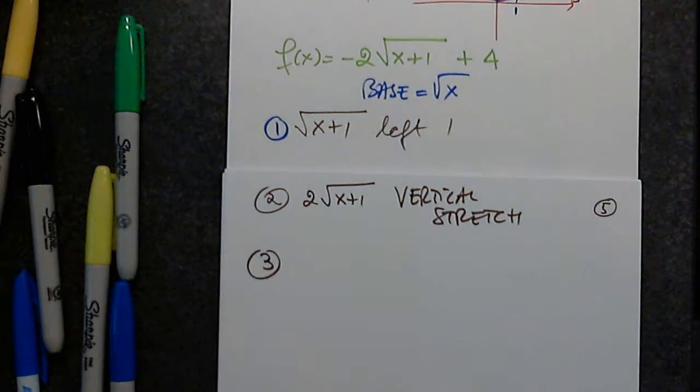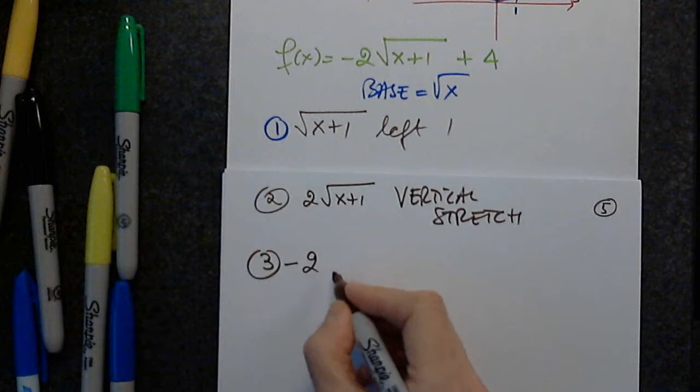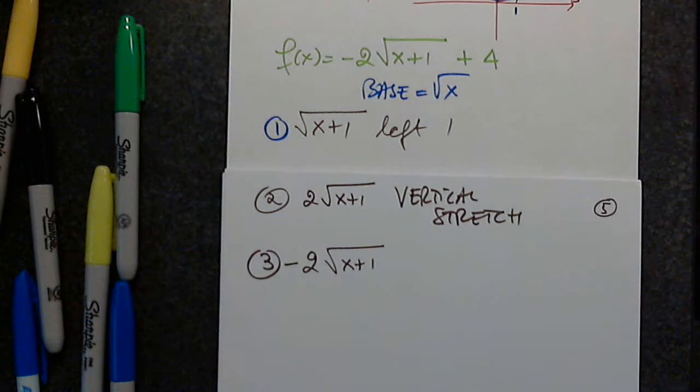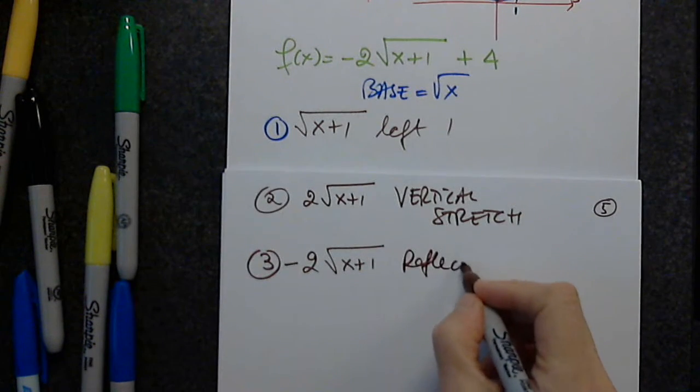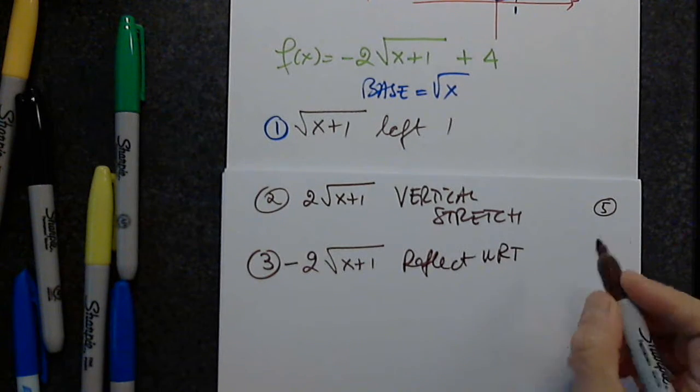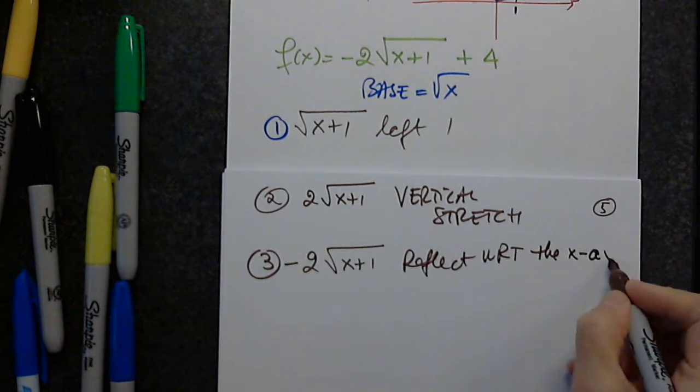Now number 3. Now I have to put in that negative because it's a different transformation. Am I changing x or am I changing y? If you say you're changing x, then I would have to reflect with respect to the y-axis. But if you say you're changing y, then I have to reflect with respect to the x-axis. Exactly, because it's outside. It doesn't touch x. So it's a reflection with respect to the x-axis.